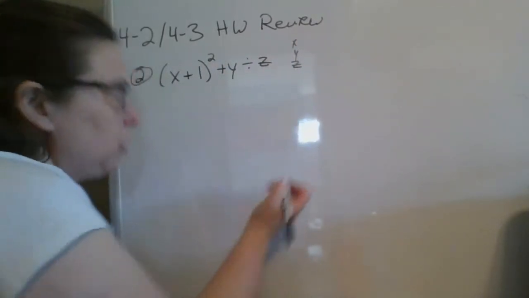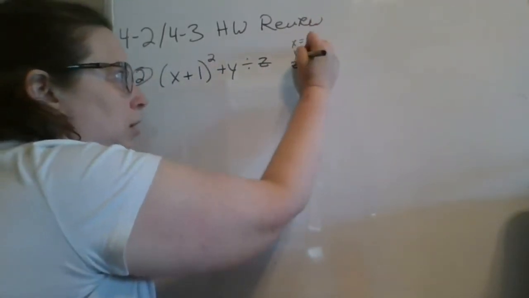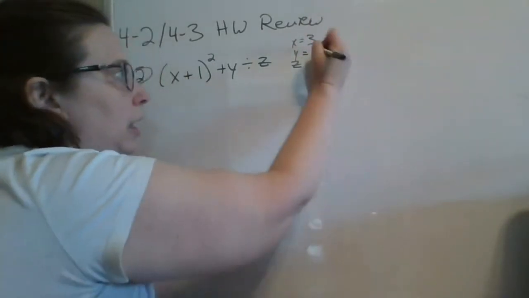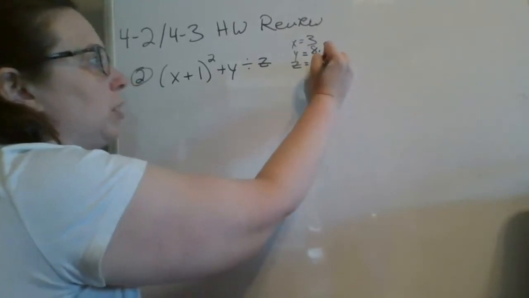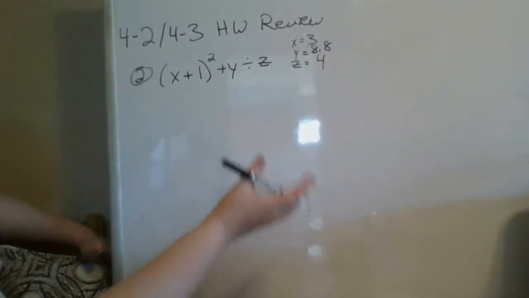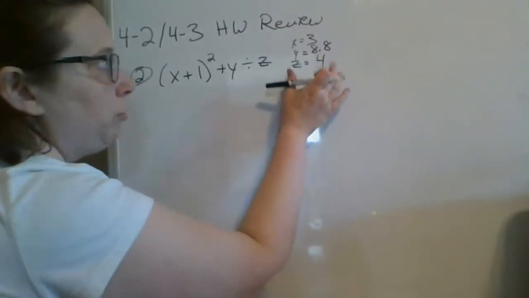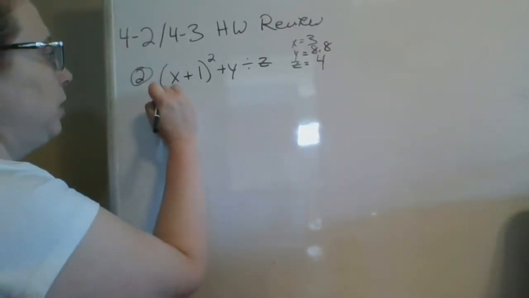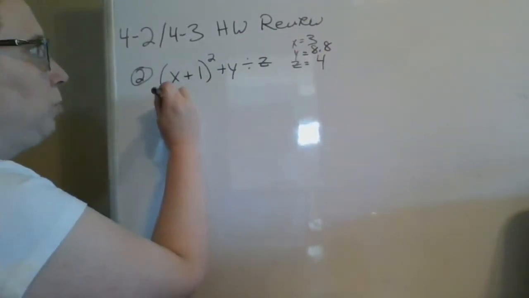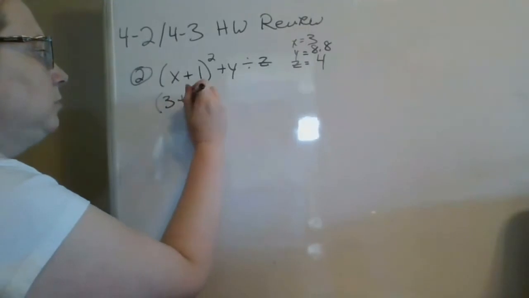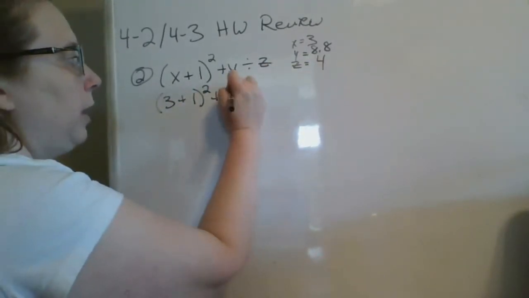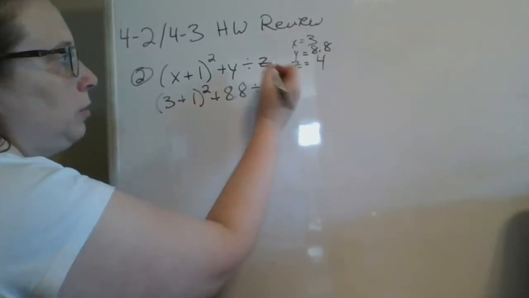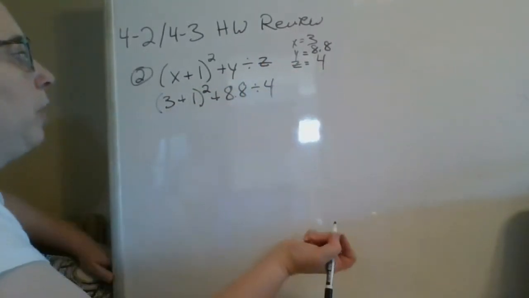So they tell us x equals 3, y equals 8 and 8/10, and z equals 4. Now what we can do is go ahead and substitute in for x, y, and z. So anywhere there's an x, we're putting a 3. Anywhere there's a y, we're going to put 8 and 8/10, and anywhere there's a z, we're putting a 4.